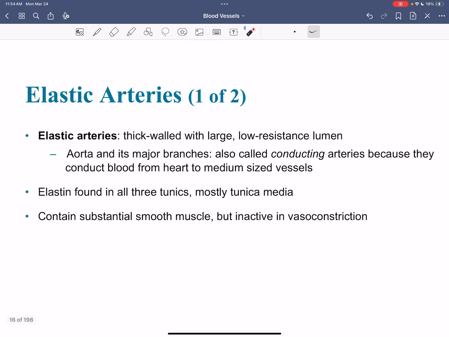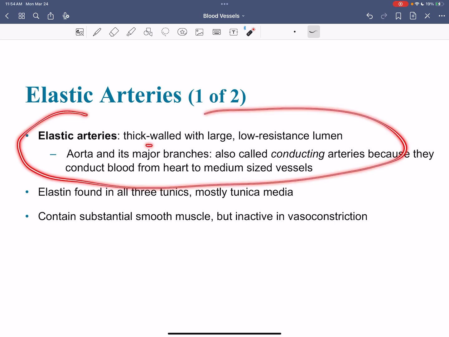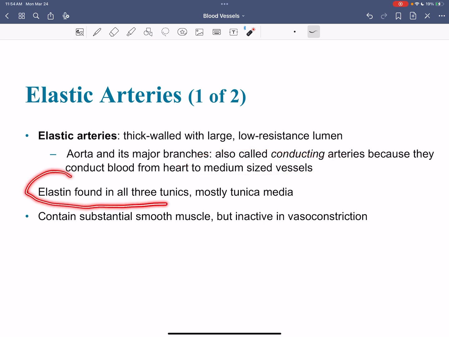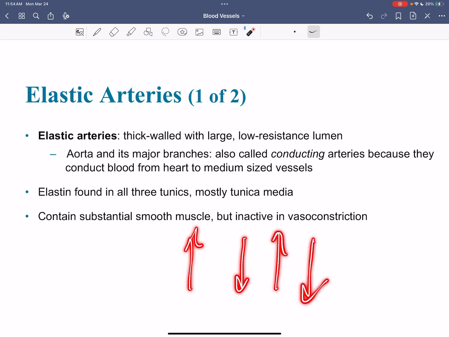And let's just have a quick look. Elastic: thick-walled, large, low-resistance lumen. Examples: the aorta, all the major arteries, especially up near the heart, right? All its branches coming out from here. Sometimes called conducting, because they're going to send blood from the heart to the medium-sized vessels. Elastin is found in all three layers, especially the tunica media, because here near the heart, you're going to have high and low pressure fluctuations all the time, and this allows it to expand and contract.